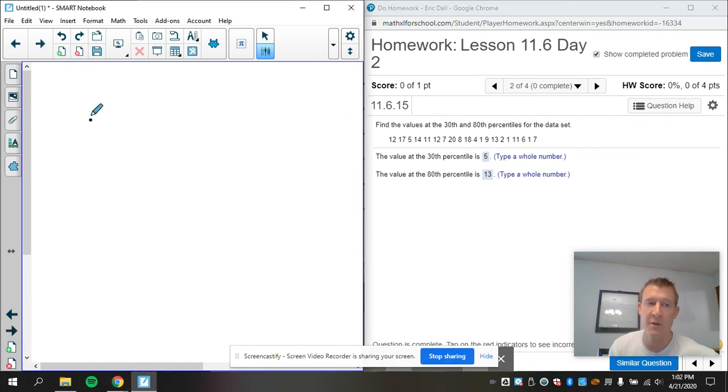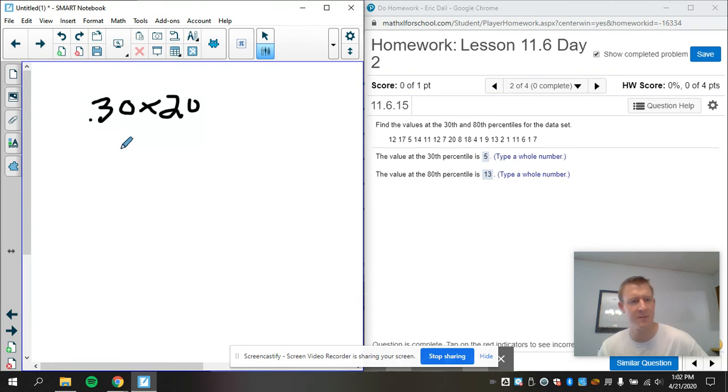So if I'm trying to find the 30th percentile, I would take 0.30 times 20. I think it ends up being 6. So do not just go here and say, okay, 1, 2, 3, 4, 5, 6. You've got to put these in order first. Put them in order. Then you're going to go to the 6th spot and see what you come up with.